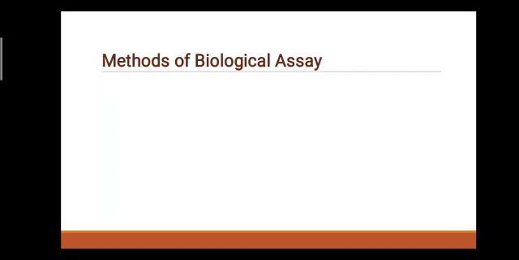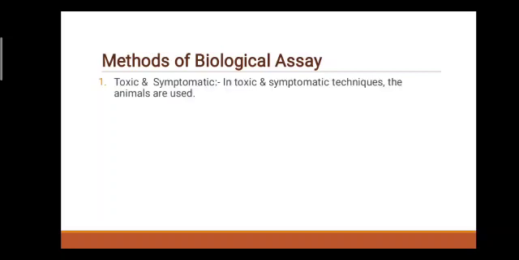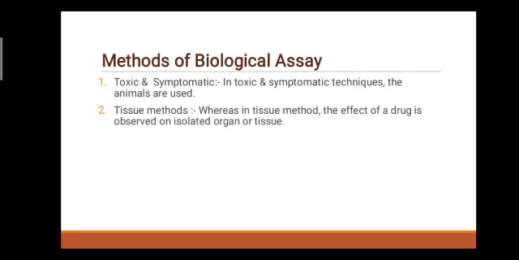Next, methods of biological assay. There are three methods of biological assay. First one, toxic method. Second one, symptomatic method. And third one, tissue method. In toxic and symptomatic methods, animals are used. Whereas in tissue method, the effect of a drug is observed on isolated organ or tissue.